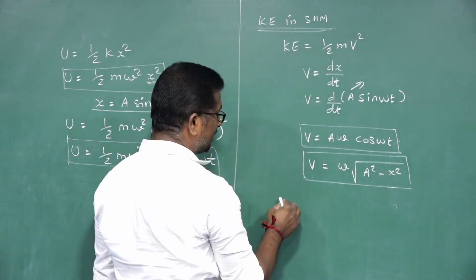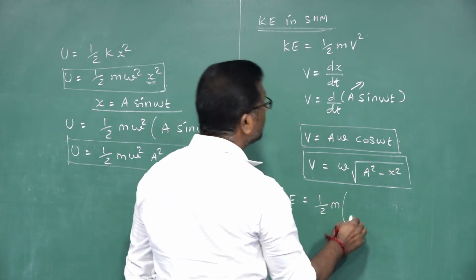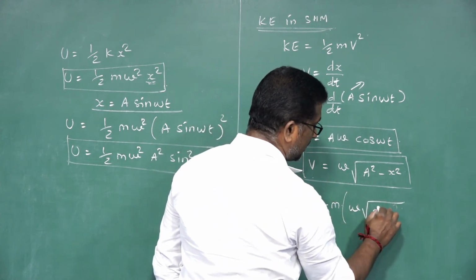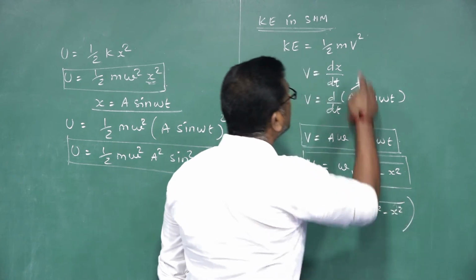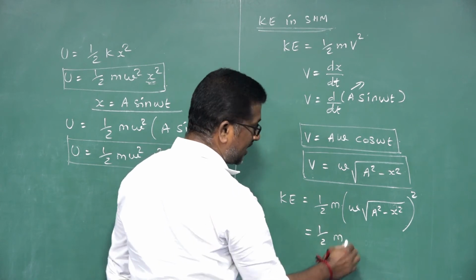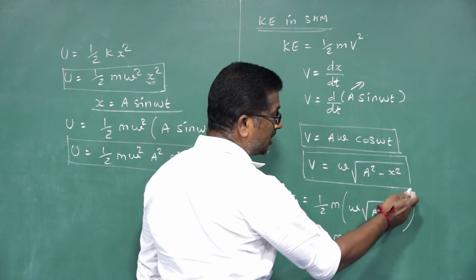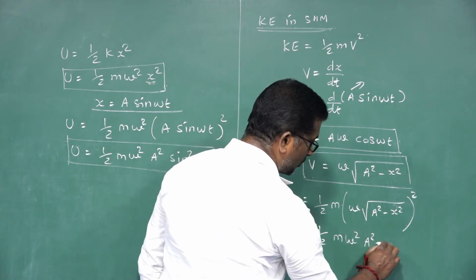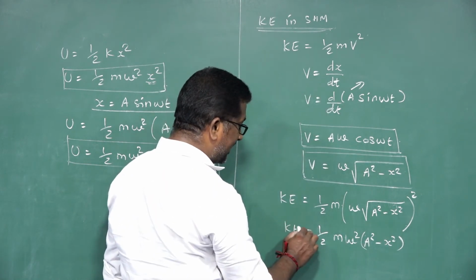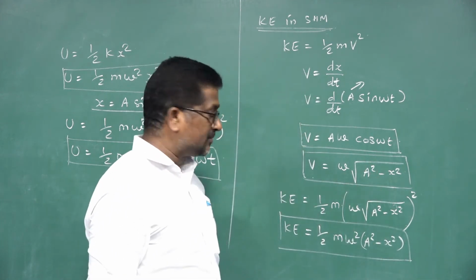Then the kinetic energy of the particle is equal to half m, instead of v, omega into square root of a square minus x square, the whole square. Right. So that is equal to half m omega square into a square minus x square. So this is the kinetic energy of the particle in simple harmonic motion in terms of displacement.